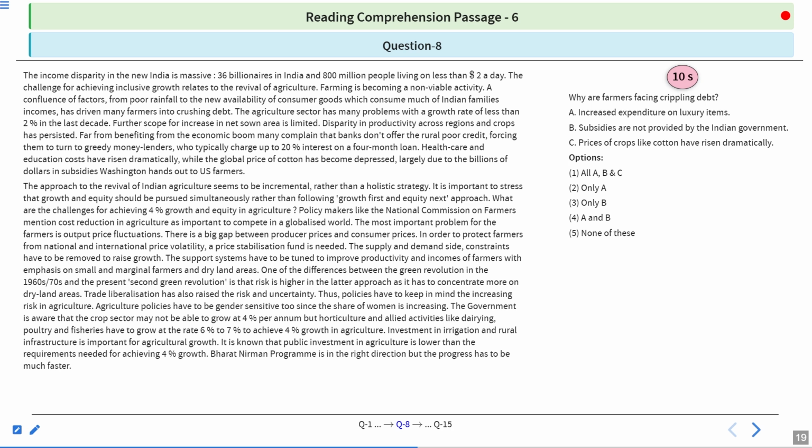The next question is, why are farmers facing crippling debt? A. Increased expenditure on luxury items. B. Subsidies are not provided by the Indian government. C. Prices of crops like cotton have risen dramatically. Options are all A, B, C, only A, only B, A and B, and none of these. You have 10 seconds to choose accordingly.